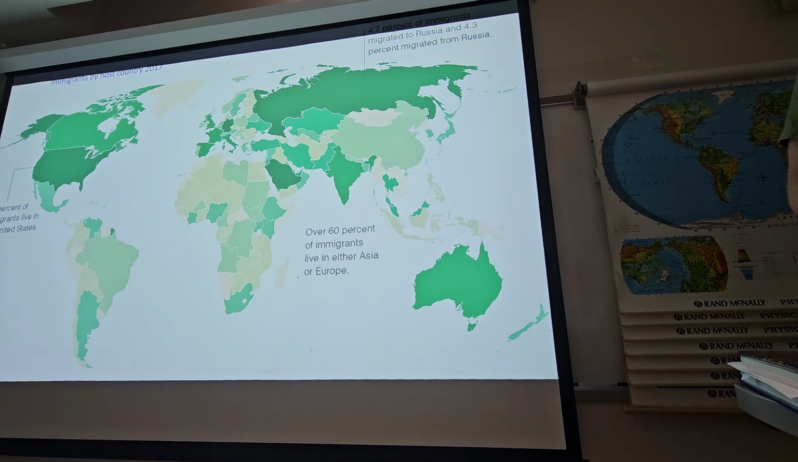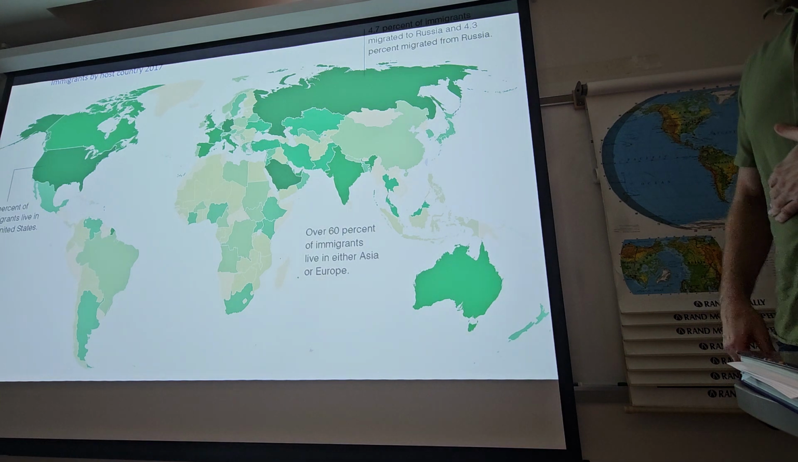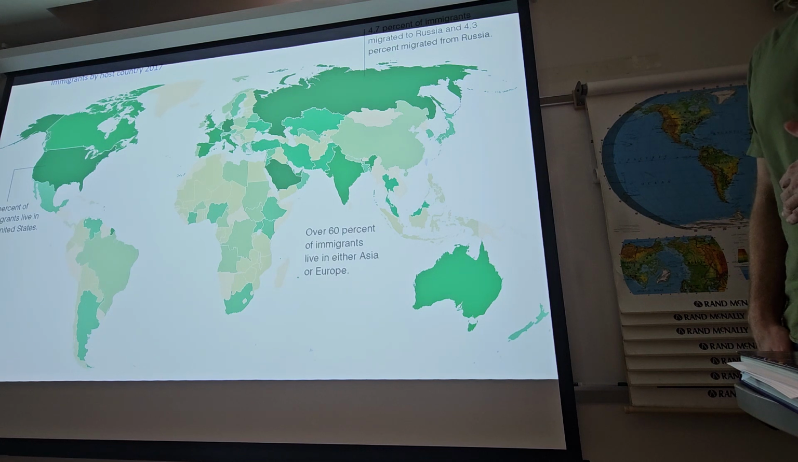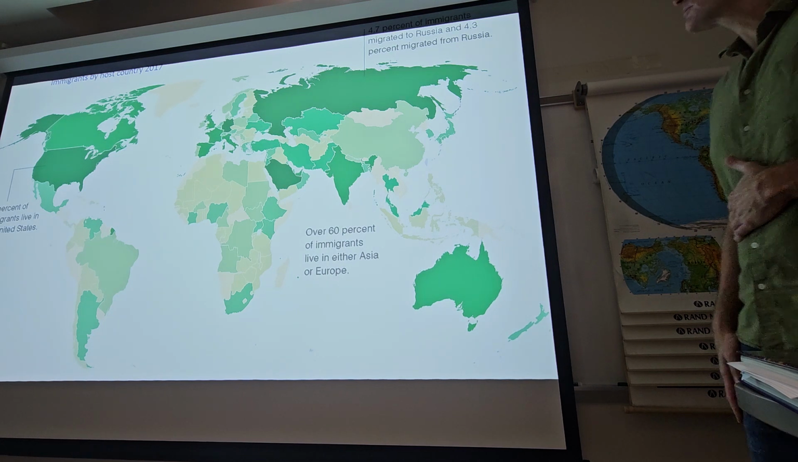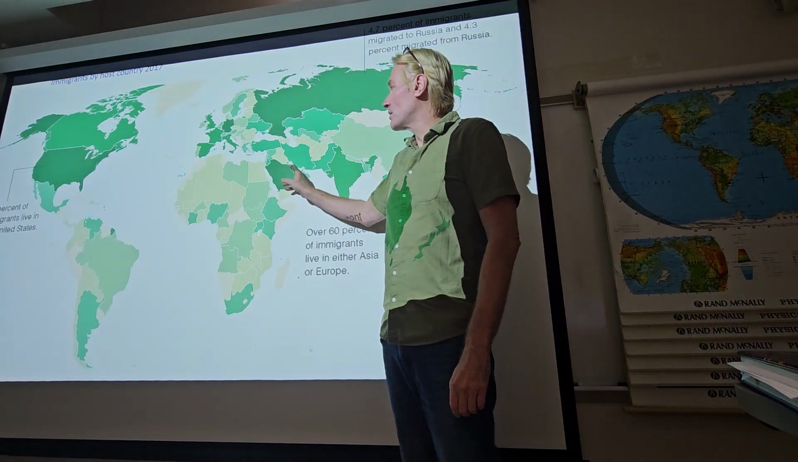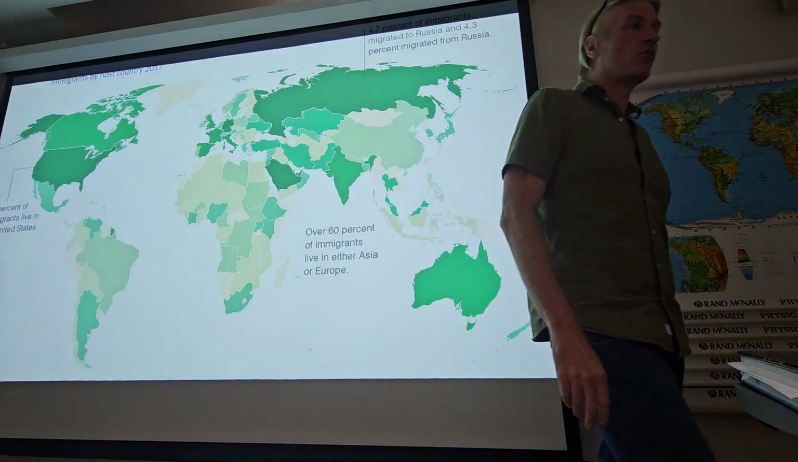Immigrants by host country, this is 2017. As you look at this, you might see a number of patterns that you would expect. I would say people are very often surprised by how much immigrant population there is in Saudi Arabia.